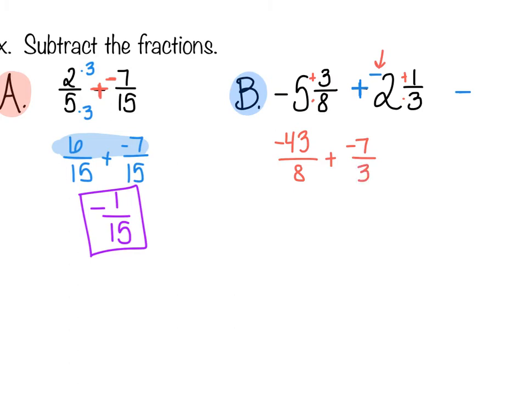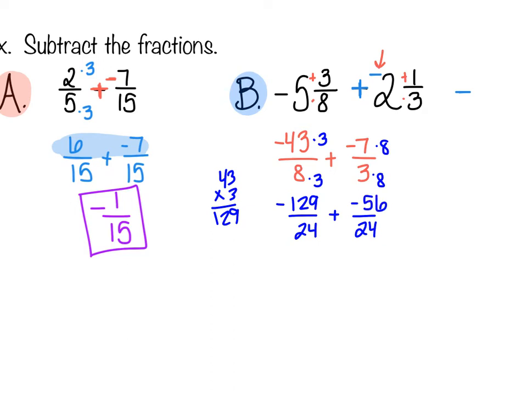Our least common denominator is going to be 24. That's the first multiple of 3 that also is a multiple of 8. So I'm going to times the first fraction by 3. 43 times 3 is, let's see, 9 and 12, so 129, and it's negative, plus 3 times 8 is 24, and 7 times 8 is 56, and it's also negative.